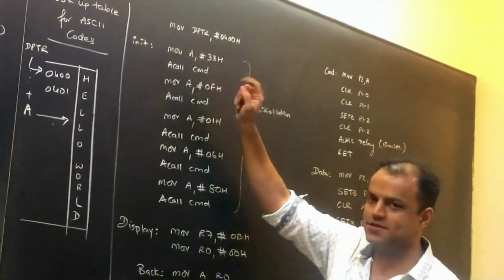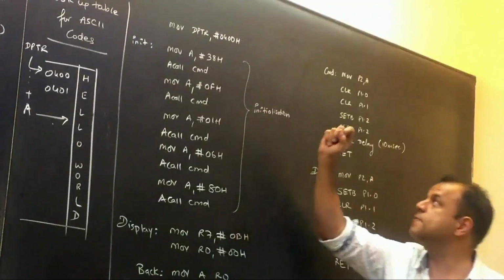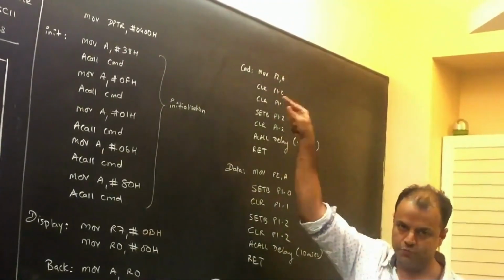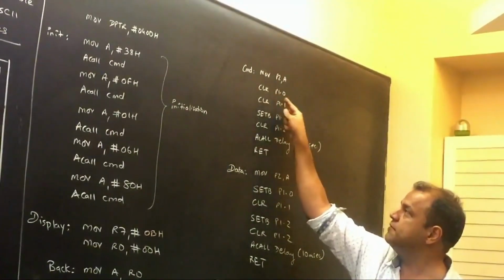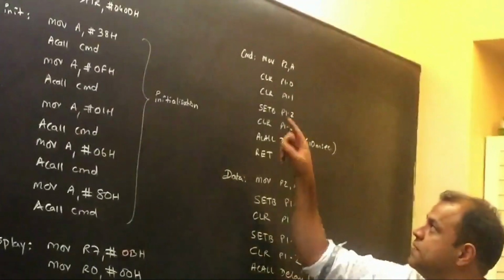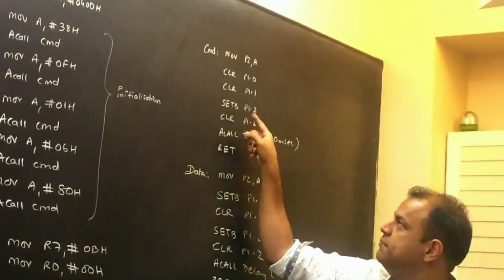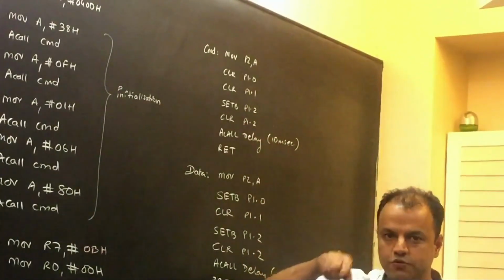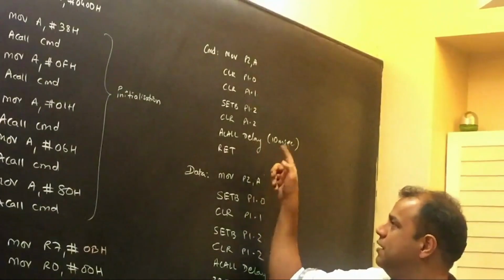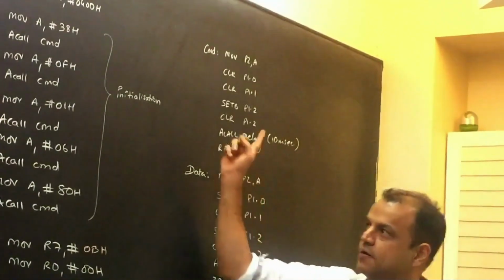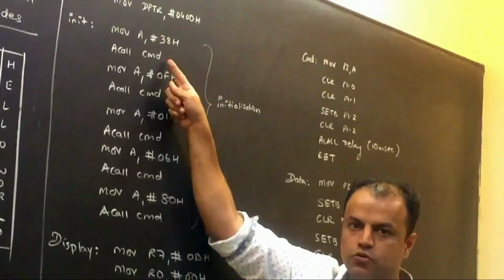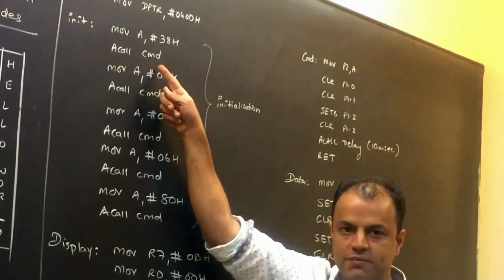MOV A, #38. So your first command is 38. MOV P2, A. So you put the command on the port. Clear P1.0, that means you made RS 0. Clear P1.1, that means you made RW also 0. Set P1.2, clear P1.2, that means you've done the latching. Call a delay of 10 milliseconds and return. This was the procedure done to send 38 by calling a subroutine by the name command.